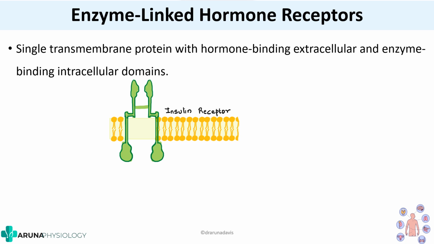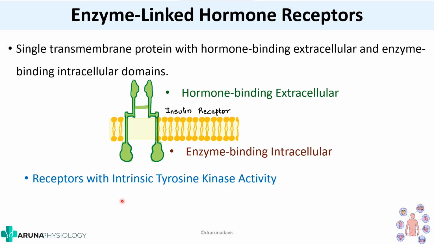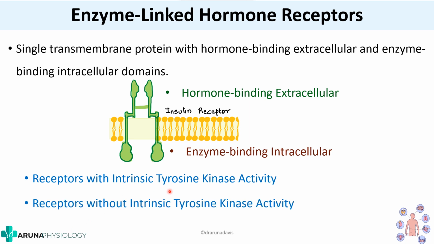So see, when compared to your G protein coupled receptor which passes the membrane 7 times, here this is a single transmembrane protein and it has got a hormone binding extracellular part and an enzyme binding intracellular part. Okay. So based on the type of enzyme that is related to this receptor, you can classify them as receptors with intrinsic tyrosine kinase activity and receptors without intrinsic tyrosine kinase activity.